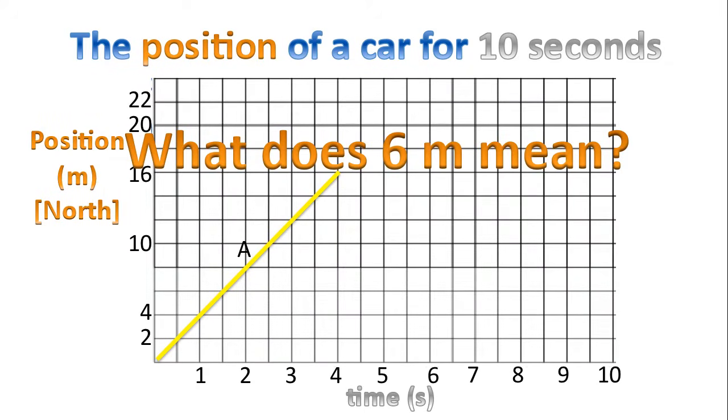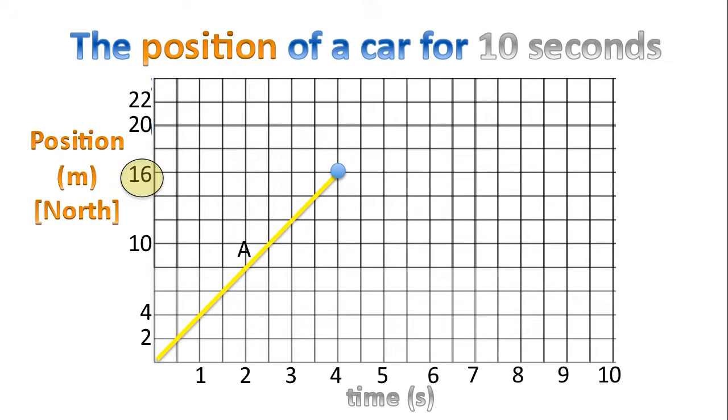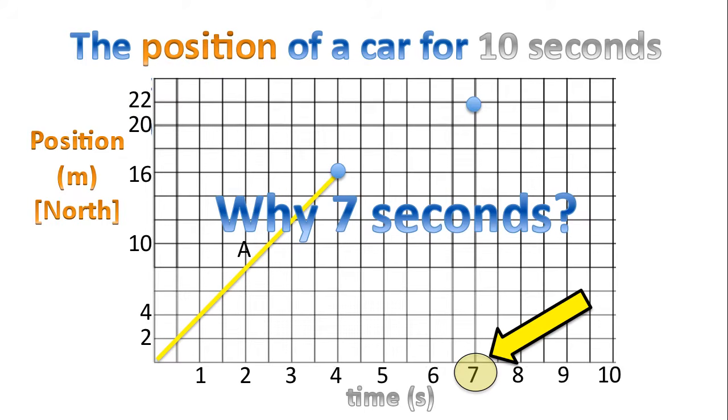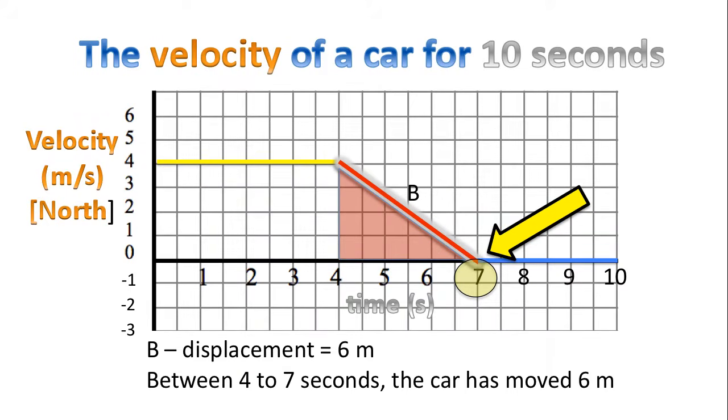What does 6 meters mean? Well, if the car started out at 16 meters, then it ends up at 22 meters. Why 22 meters? 16 meters plus 6 meters. Why 7 seconds? Well, notice, when does section B end? Section B ends at 7 seconds.